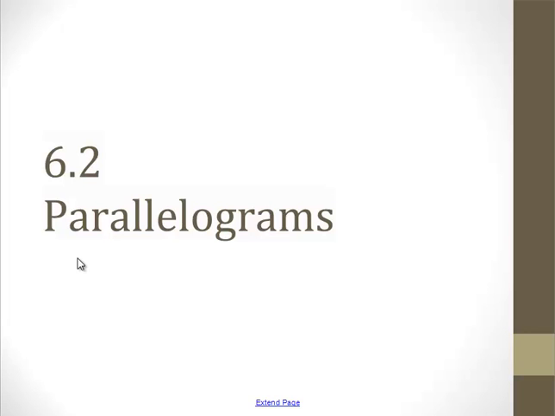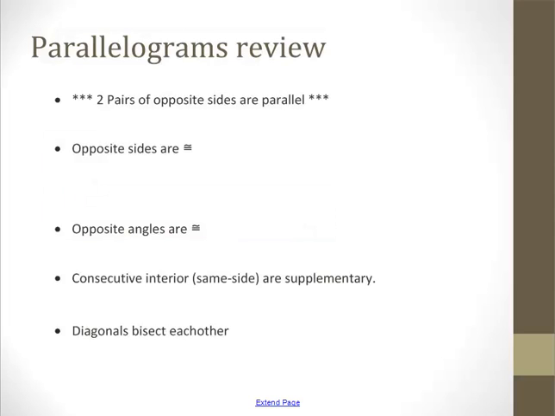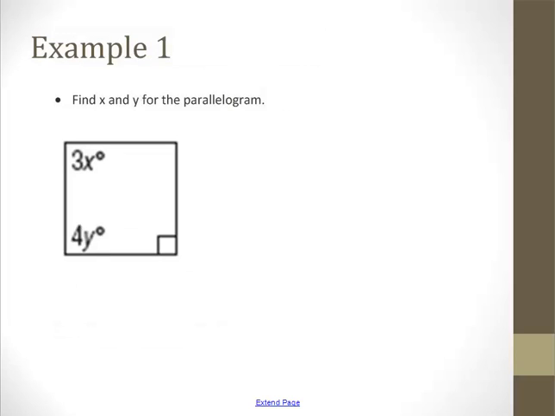So we're going to continue section 6.2 by using those 5 properties that we saw in the last video, and using them more and more in depth so that we can get more and more comfortable with them. So here are the 5 properties. The main one, 2 pairs of opposite sides are parallel. We also had opposite sides are congruent, opposite angles are congruent, consecutive or same side interior angles are supplementary, and diagonals bisect each other.